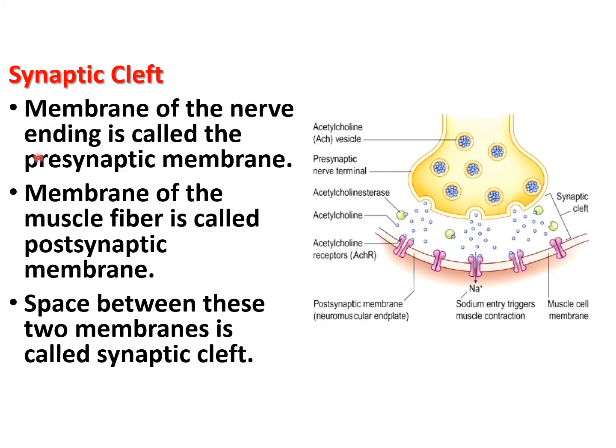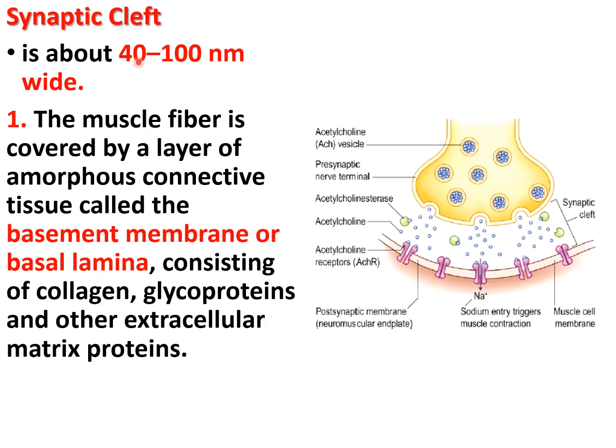Now the membrane of the nerve ending is known as the presynaptic membrane, and the membrane of the muscle fiber is known as the postsynaptic membrane. So what is the synaptic cleft? The space between the presynaptic and postsynaptic membrane is known as the synaptic cleft, and it is about 40 to 100 nanometers wide.